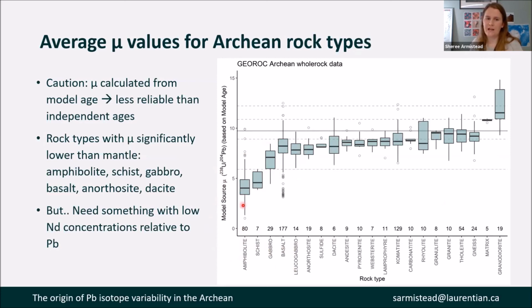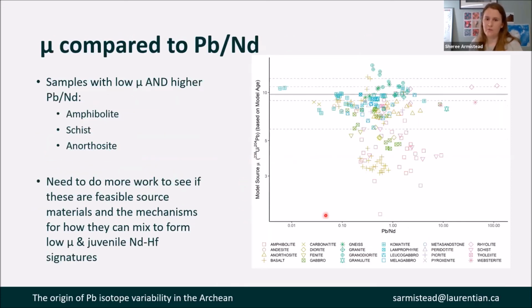But again, as I said, we need something that has a low neodymium concentration relative to lead. So we can look at model source mu versus the lead-neodymium ratio. And again, some of these rock types stand out as having a higher lead to neodymium ratio, so amphibolite, schists, and anorthosites. But we really need to do more work on this to see if these are even feasible source materials, and the mechanisms for how they can form quite early in Earth's history and then stay somewhere where they can be incorporated into later deposits, and how they can mix with other material to form a composition that's low mu and also juvenile in neodymium and hafnium.